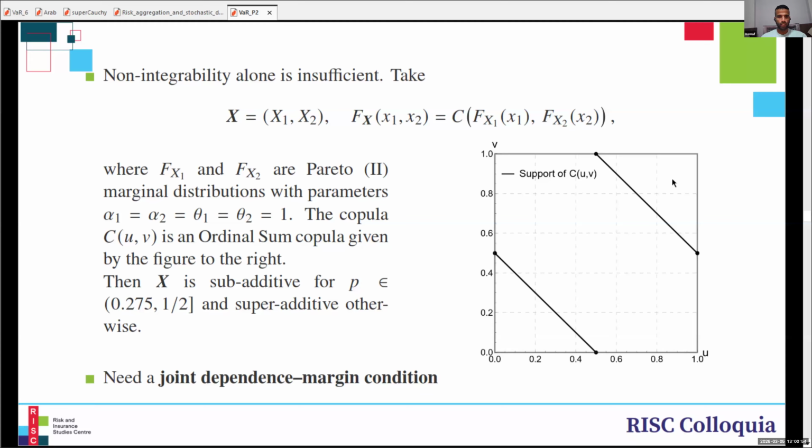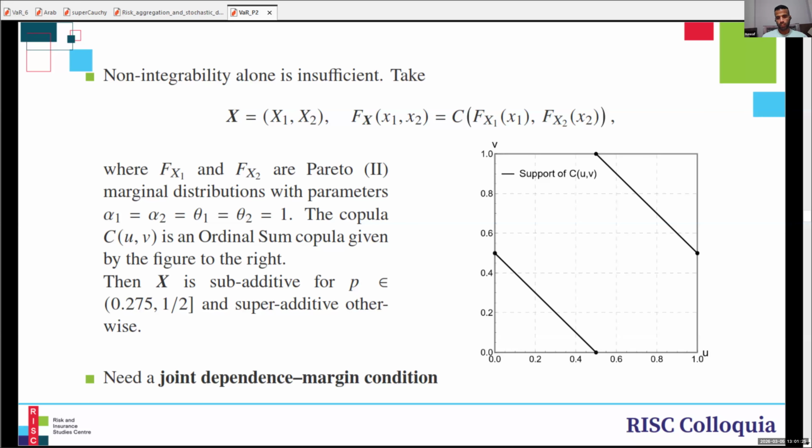And because of that, it turns out that X is no longer purely superadditive, because even though we have two infinite mean margins, both being Pareto with alphas being 1, right? Both have infinite means. However, superadditivity doesn't hold for all p. In fact, X is subadditive when p is between approximately 0.275 and half.